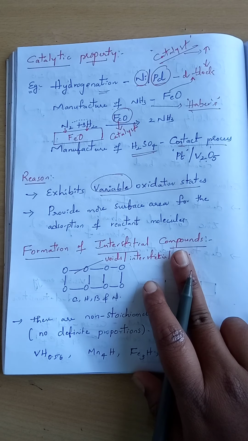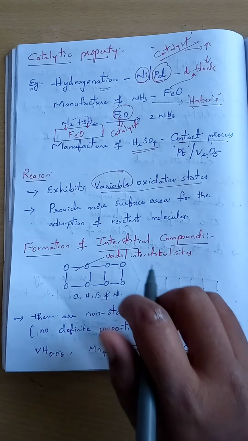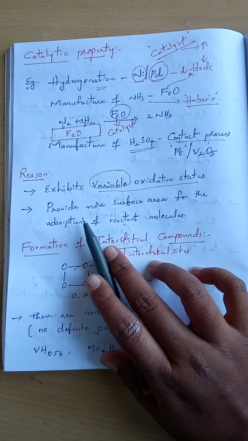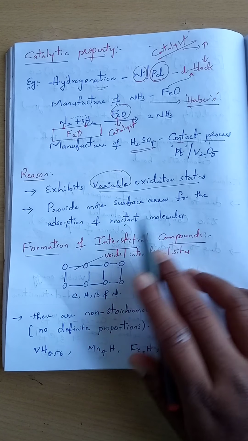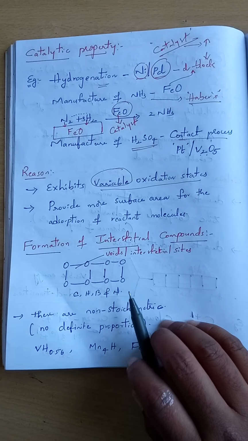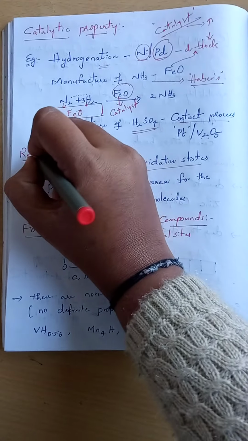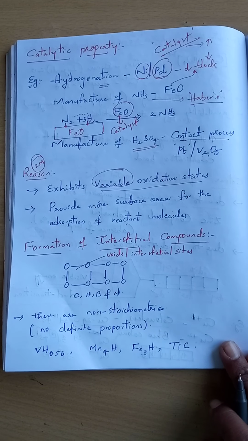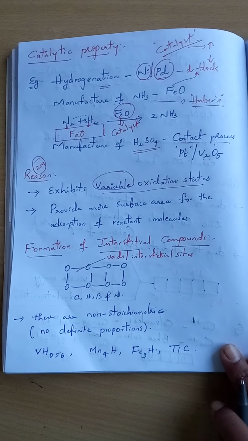Only two reasons to show this catalytic property: exhibiting variable oxidation states, and next, providing more surface area for the adsorption of reactant molecules. This is very important for 2 marks. So what are the two reasons to show catalytic property by the D block elements?